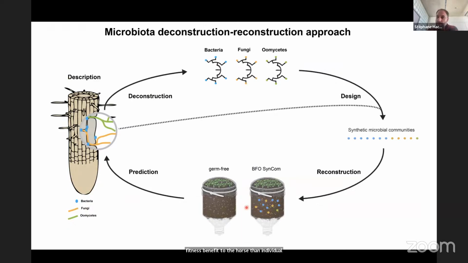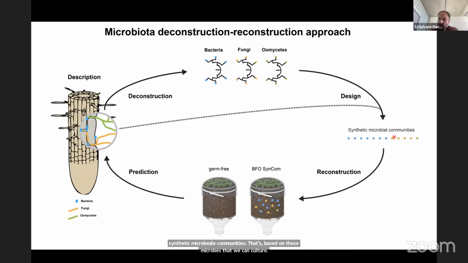Over the last 5 years, my group has used what we call the microbiota deconstruction-reconstruction approach in order to better understand the assembly rules and beneficial functions of these complex microbial communities. The first step, back in 2014, was a descriptive step where we understood who is there, what are the microbes that colonize plant roots in nature, followed by a deconstruction step involving the establishment of reference culture collections of bacteria, fungi, and oomycetes that can then be used for the design of what we call synthetic microbial communities that are built based on these microbes that we can culture.